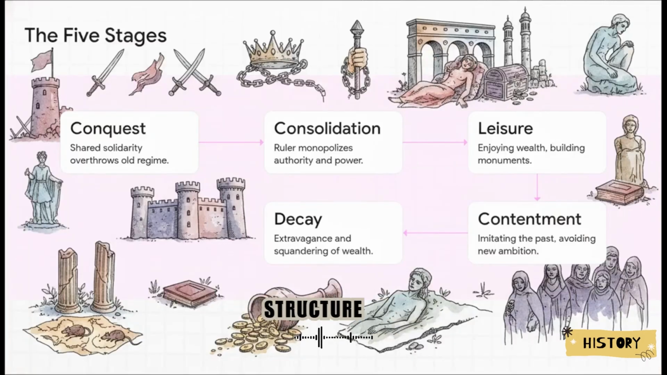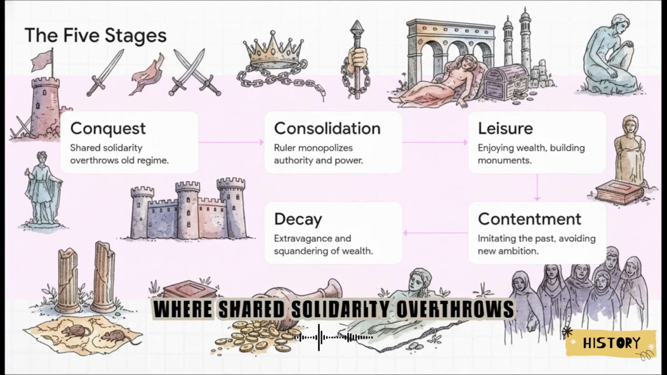Let's move to the political structure and see how this builds, because zooming in, we get a very precise 5-step biological aging process. Stage 1 is conquest, where shared solidarity overthrows the old regime.